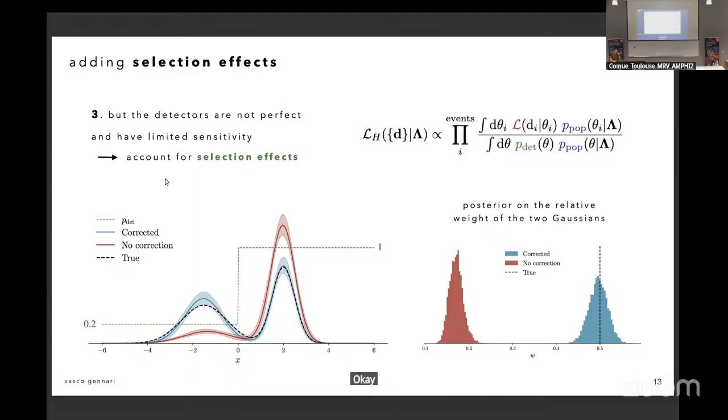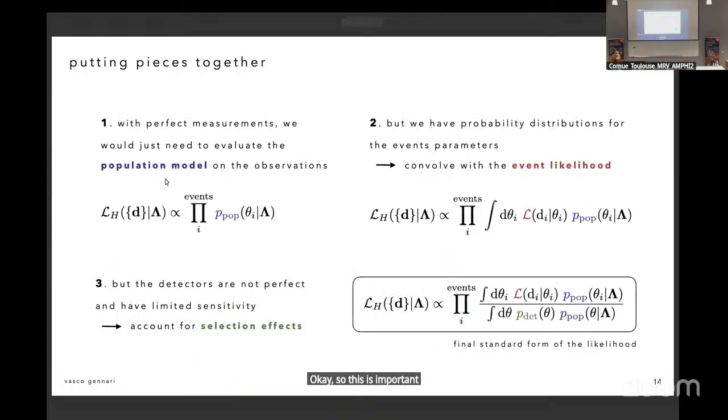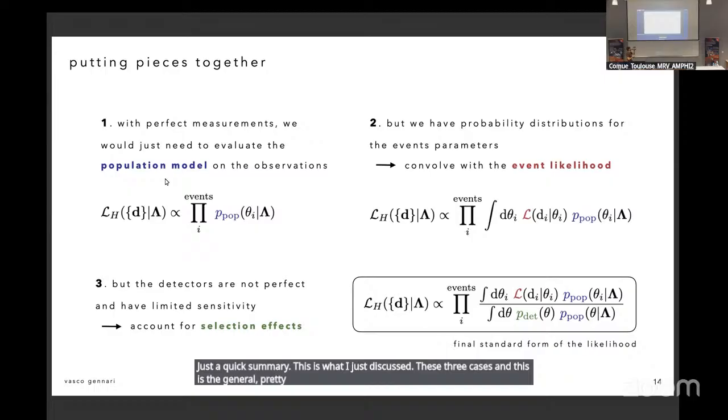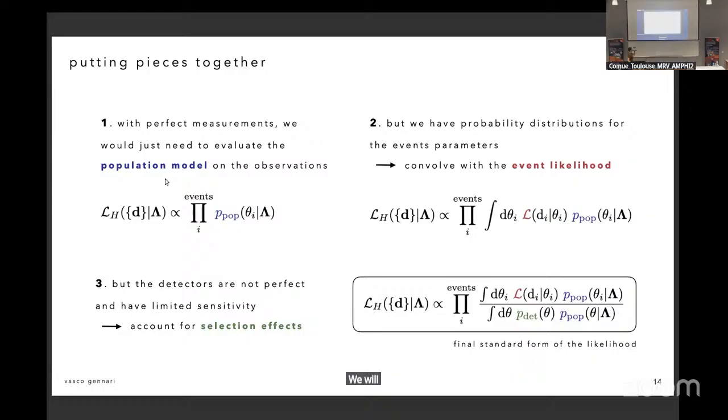Okay, so this is important. Just a quick summary. This is what I just discussed, these 3 cases, and this is the pretty general formulation of the hierarchical likelihood that we will see applied on real data in a moment.